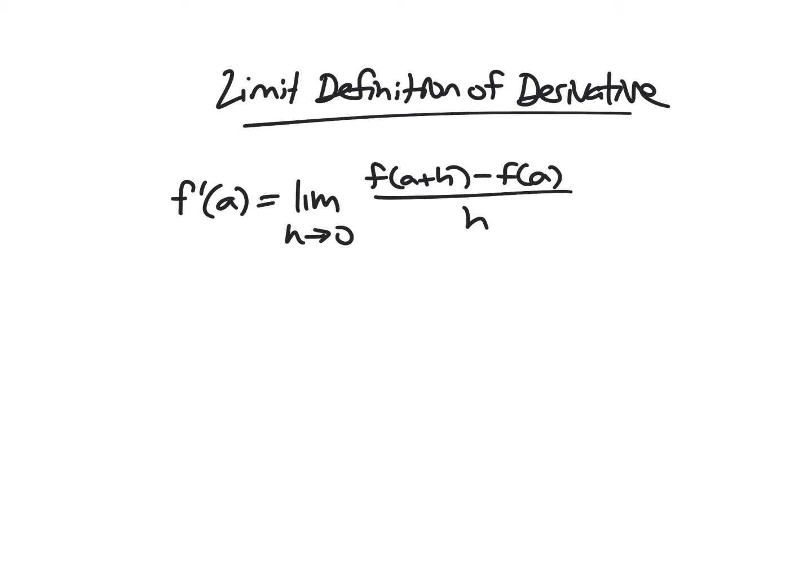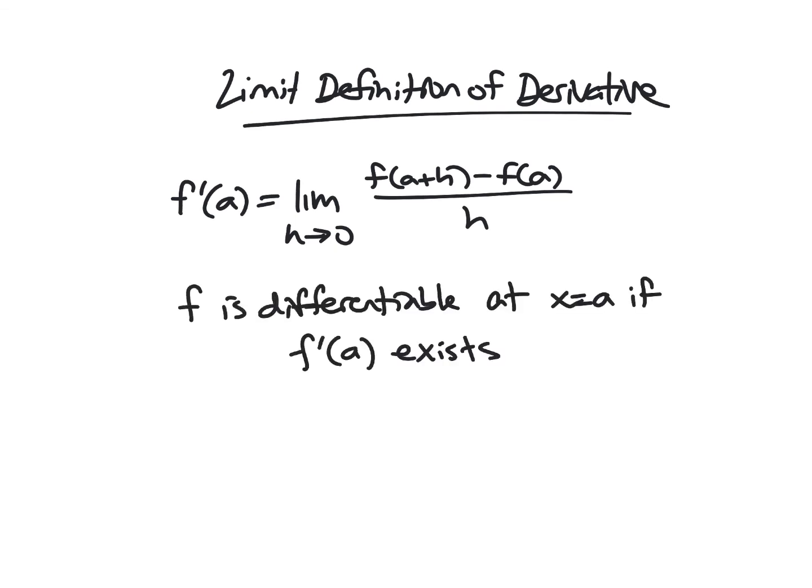Those were f of a plus h minus f of a over h. And we said the slope of the tangent line should be exactly what we get when we take the limit as h approaches 0. And so we say f is differentiable at a point x equals a if f prime of a exists. And we talked about this before, and we said if f is locally linear at a, which makes sense now, right?